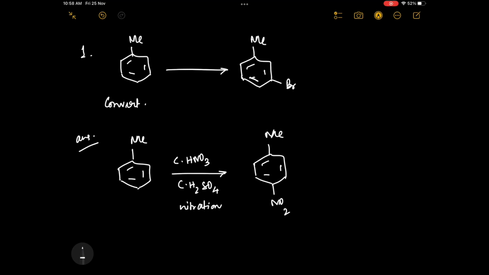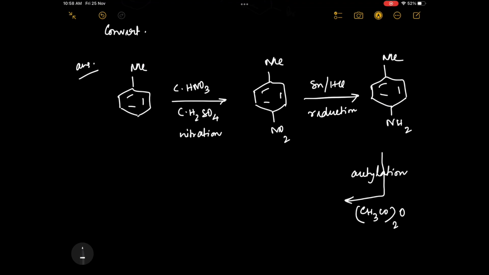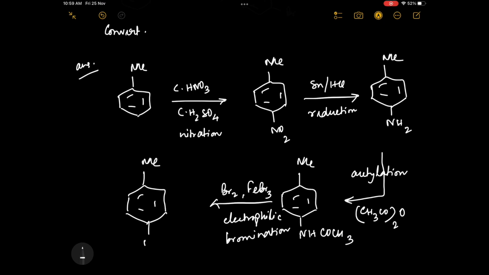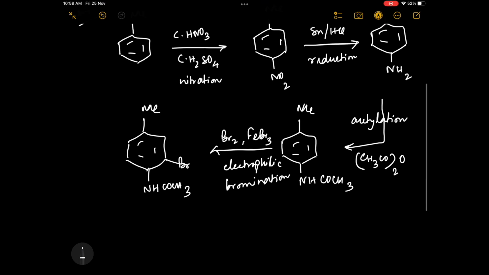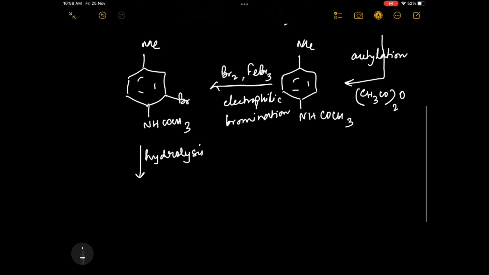Then after the nitro is in the para position, Sn/HCl reduces the nitro to the corresponding amino group, and after that the amino group is acetylated with (CH3CO)2O, creating the NHCOCH3, the acetamide, and there is also the methyl group. After that, electrophilic bromination is performed with Br2, where bromine incorporates itself ortho to the NHCOCH3 group, which is the predominant directing group here. So the bromination happens ortho to NHCOCH3.